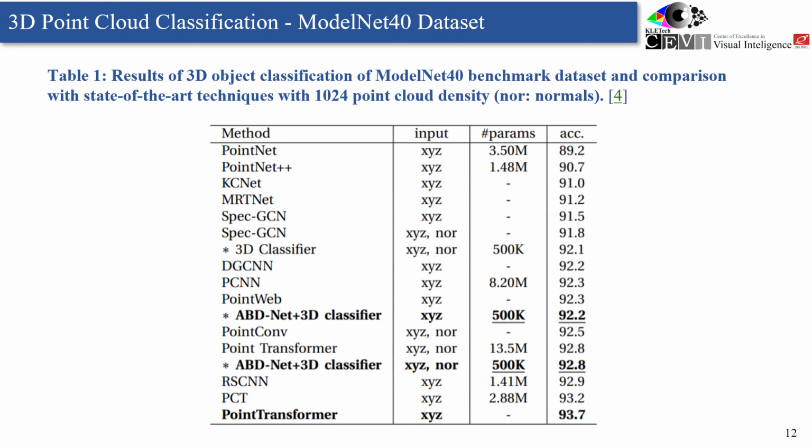We show quantitative comparisons with the state-of-the-art classification techniques. Our proposed classifier with ABD-Net achieves improved results over many methods. State-of-the-art point transformer-based classifiers have quite a high number of trainable parameters. Our method achieves 92.8% overall classification accuracy on the ModelNet dataset, with 3 times fewer parameters than the other methods.